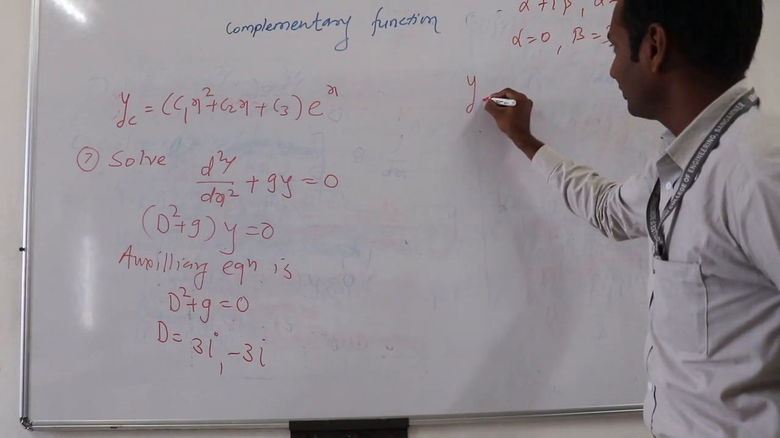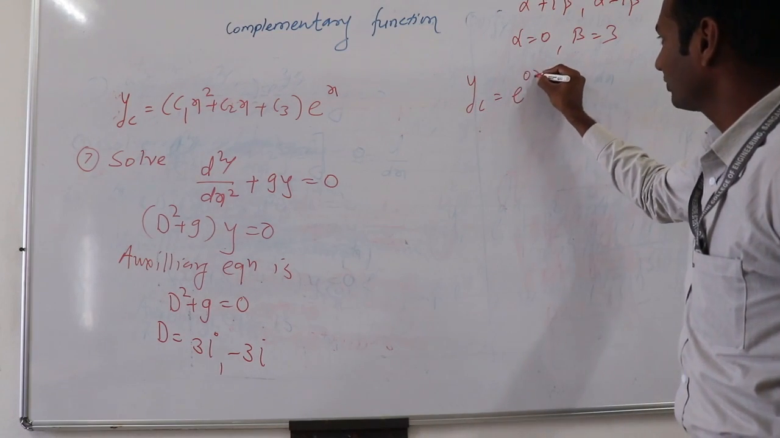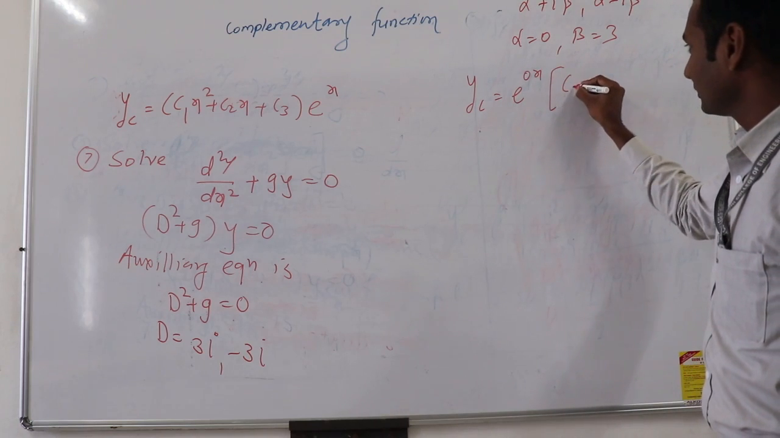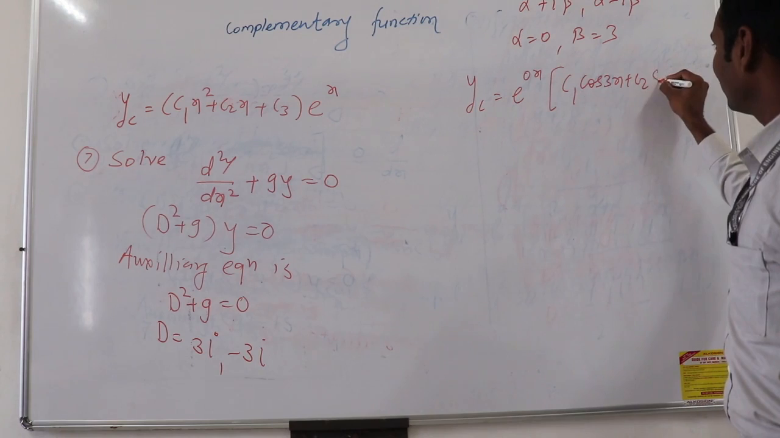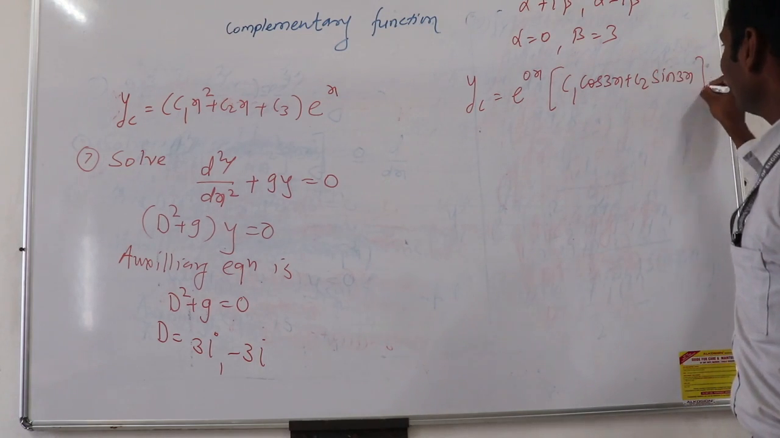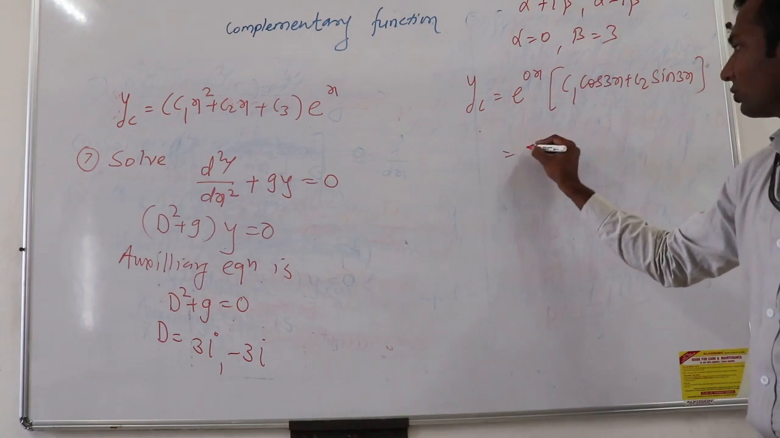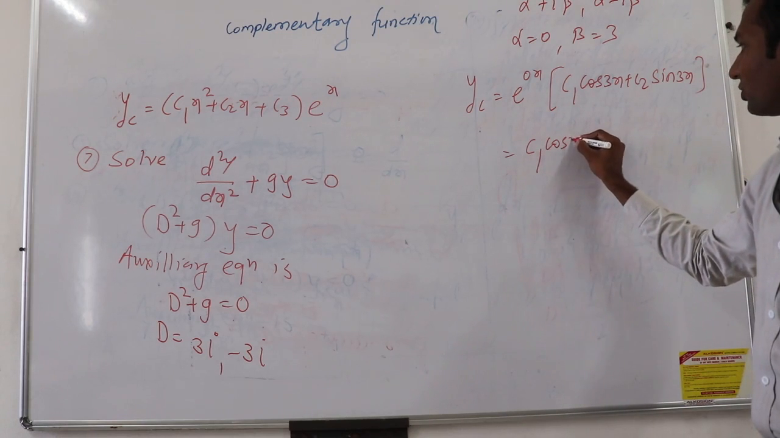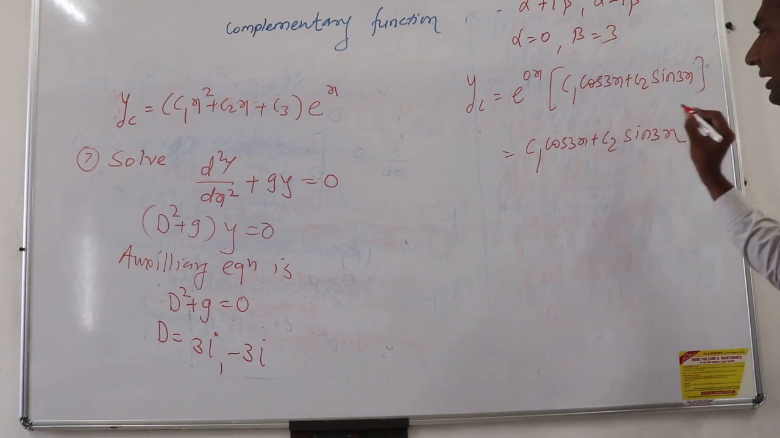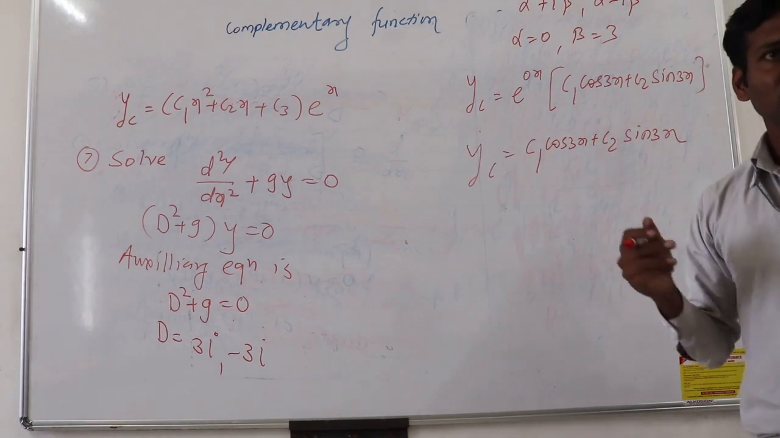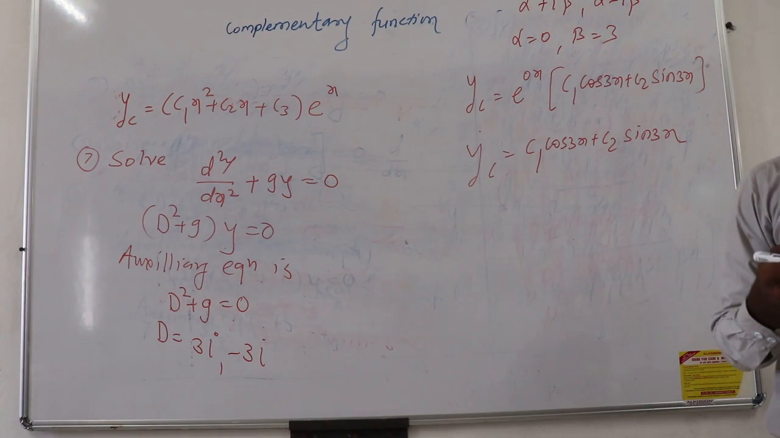Then our complementary function is e raised to 0x, for alpha, into bracket c1 cos of 3x plus c2 sin of 3x. Again, you know that e raised to 0x is 1, so we will only write c1 cos of 3x plus c2 sin of 3x as the complementary function for this.